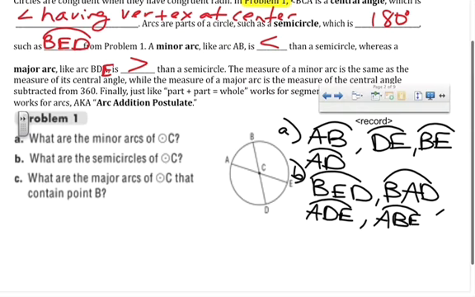And then finally, major arcs that contain point B. Containing point B is not the same as having B as an endpoint. It doesn't have to have B as an endpoint to say that it contains the point B. Helena. Arc EAD is a major arc containing the point B. Give me more.